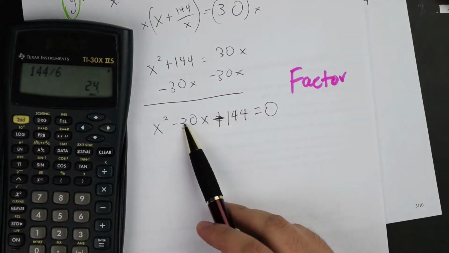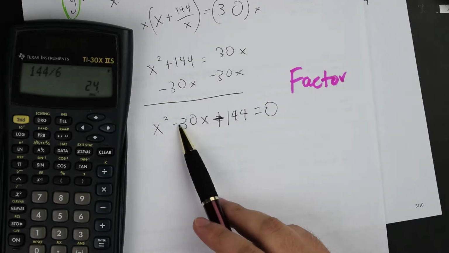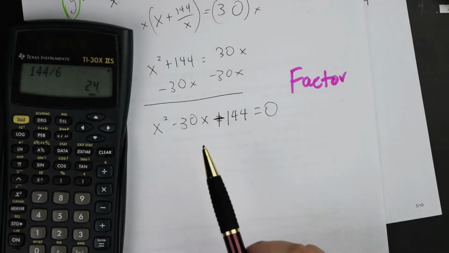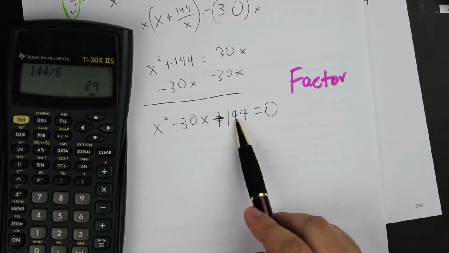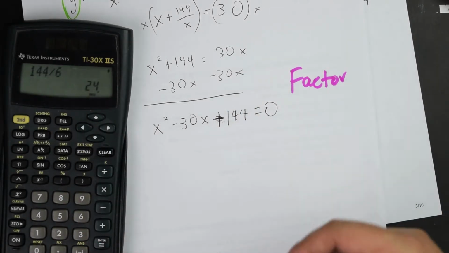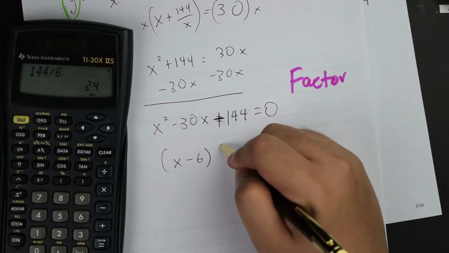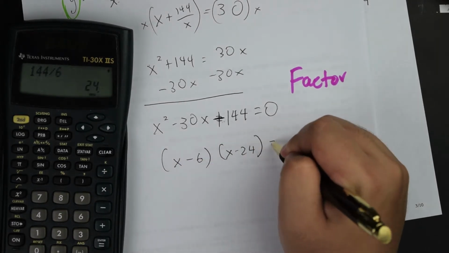Now, when I factor this, if these are two negative values, they have to add up to this, because two negative values multiply to become positive. Thus, I knew 144 was the case. So I understood that negative 24 and negative 6 will become negative 30x. And thus, I got x minus 6, x minus 24 through this sort of logic.